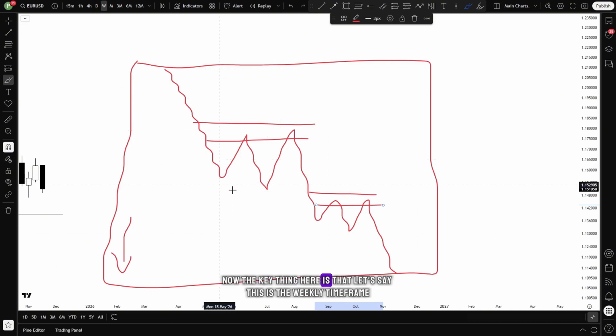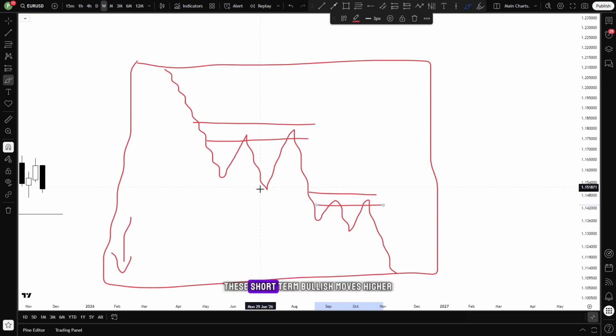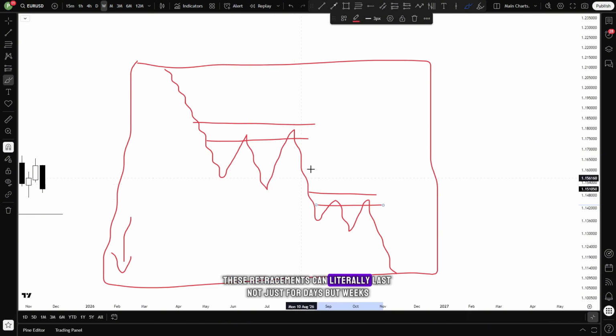Now, the key thing here is that let's say this is the weekly time frame, or let's say this is the monthly time frame. Now, in that case, these retracement profiles that you can see, these short-term bullish moves higher, these retracements can literally last not just for days, but weeks. Okay, these retracement profiles could literally last for weeks despite having a long-term bearish directional bias.